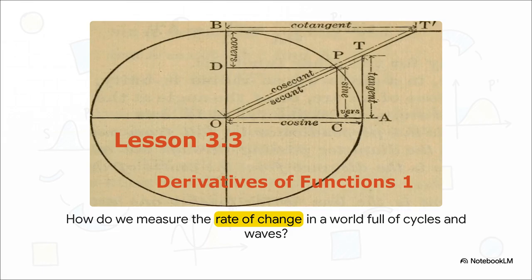You know, when you think about it, our world is just full of cycles. Everything from sound waves to the planets orbiting the sun to the rhythm of our own heartbeats. It's all waves and oscillations. But how in the world do you measure the instantaneous rate of change in something that's constantly curving and moving like that? Well, that's the big question we're answering today.